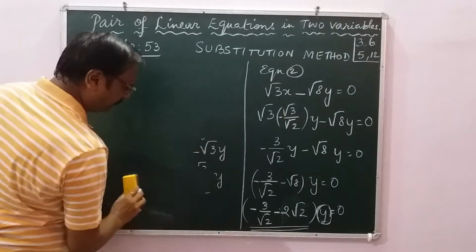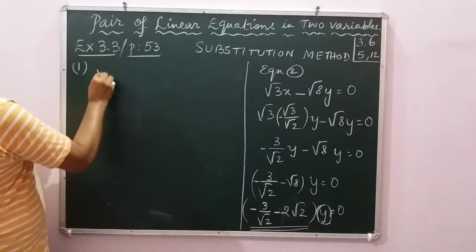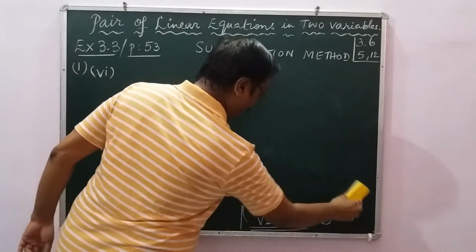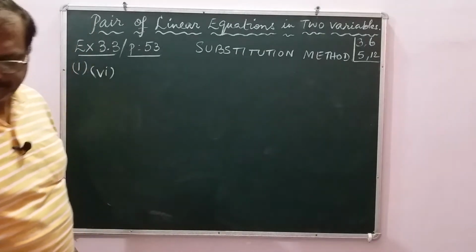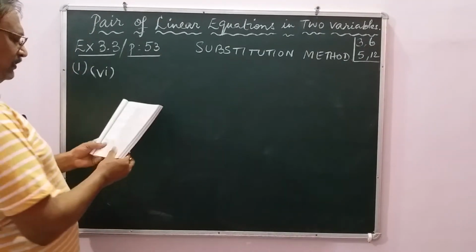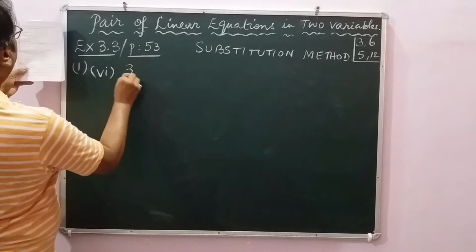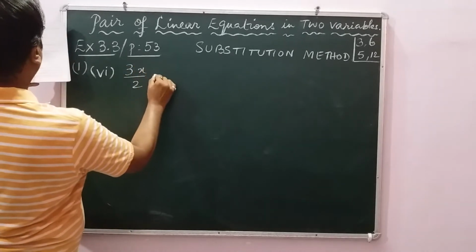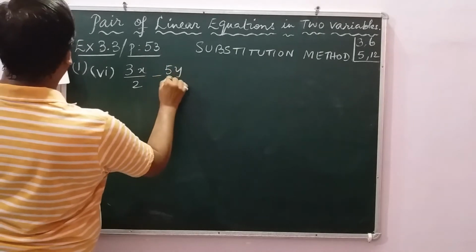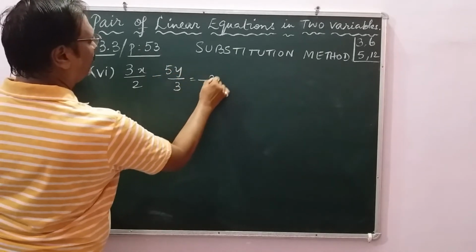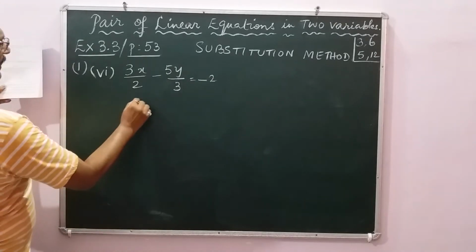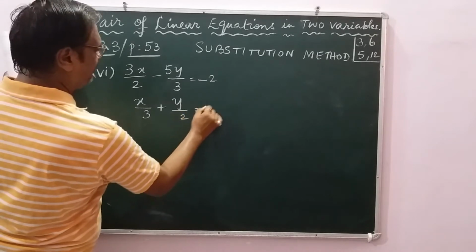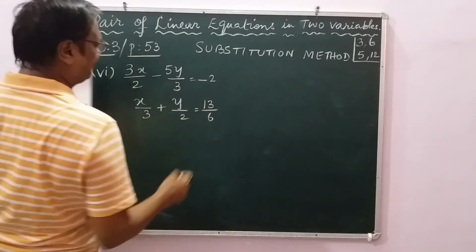That is the sixth problem. Let me do the sixth problem now. This is 3x by 2 minus 5y by 3 is equal to minus 2. And x divided by 3 plus y divided by 2 is equal to 13 by 6.